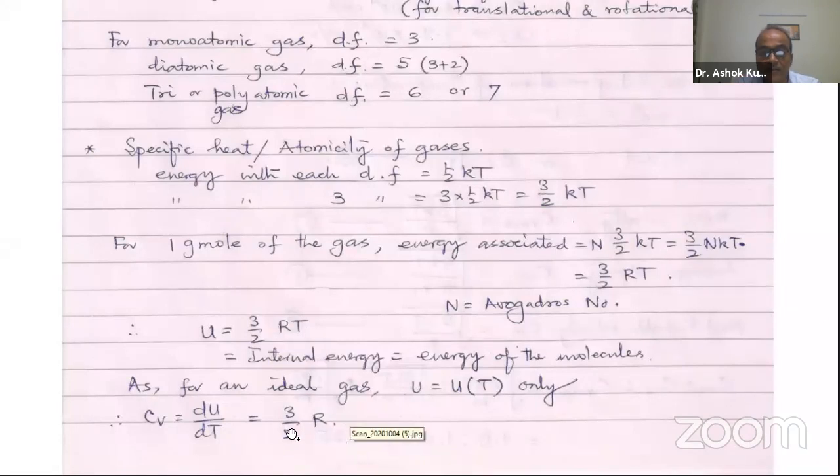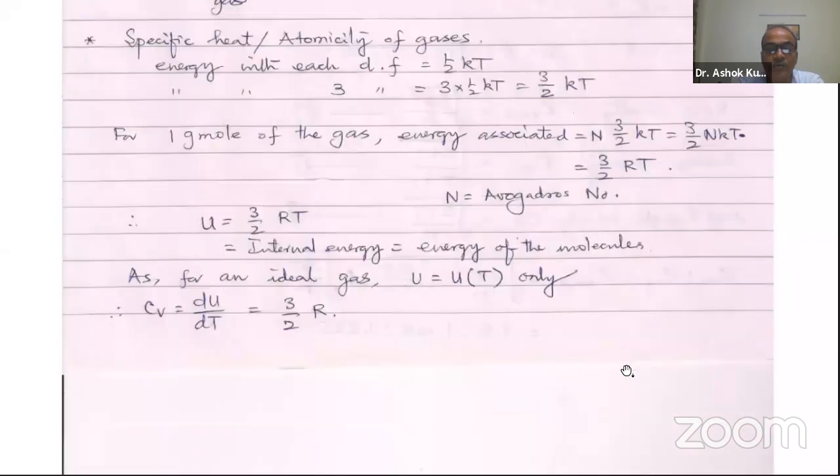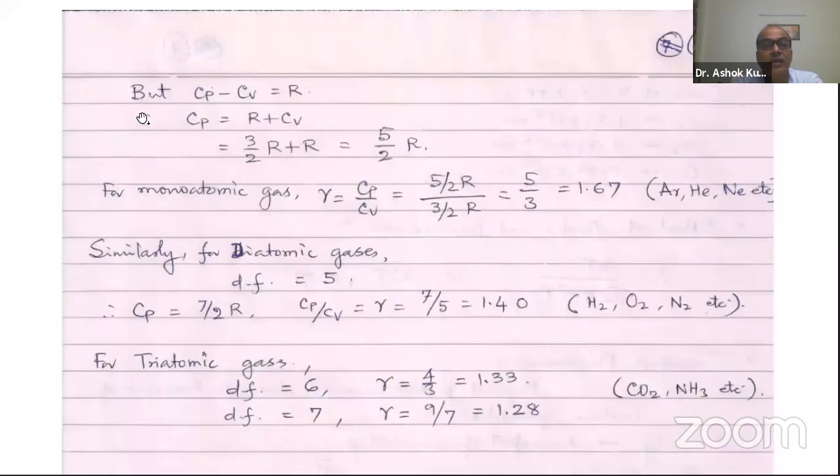Now we define for an ideal gas, because the gas is ideal, whatever energy is, that is only a function of temperature. We assume it will not be a function of other parameters like potential energy. So function of temperature means totally kinetic energy. So can we write Cv is equal to dU upon dT, and this is equal to 3 by 2 into R. This T is gone. Now, but at the same time Cp minus Cv is equal to R. So Cp can be written as R plus Cv.